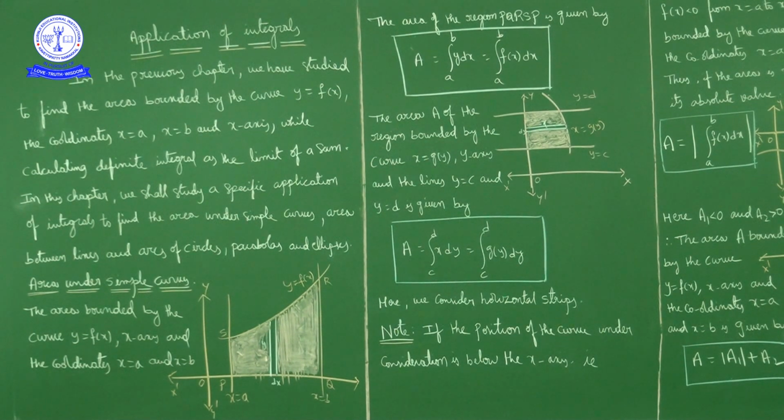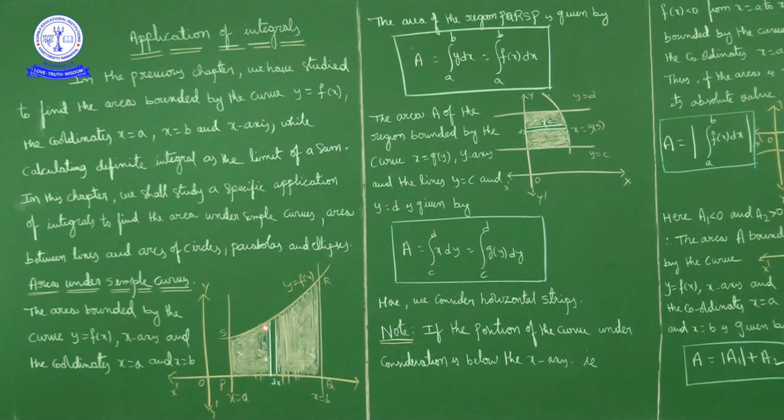Suppose we have y equals f of x. This is the curve y equals f of x, and we have to find the area between the lines x equals a and x equals b. Now using definite integrals, how can we find the area as a limit of a sum? We will divide the region into stripes. We will draw many vertical stripes.